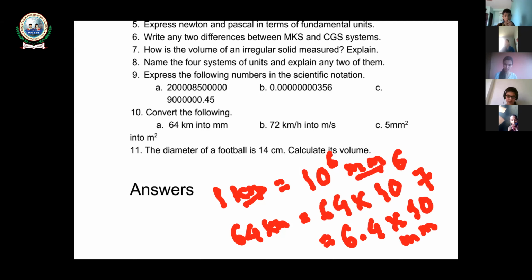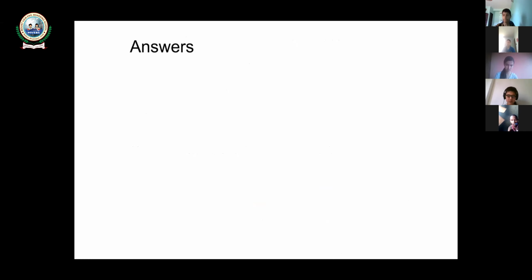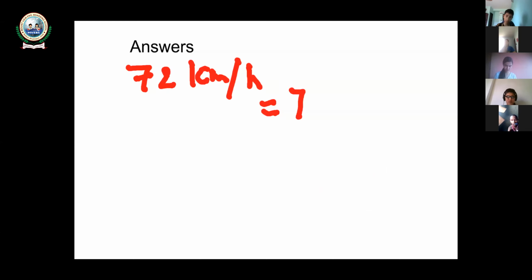Okay, clear? And then next we have 72 kilometer per hour into meter per second. We're converting kilometer per hour into meter per second. Okay, 72, kilometer is very easy, everyone knows. Then we can directly do this: 72 into 1000, because 1 kilometer equals 1000 meter.